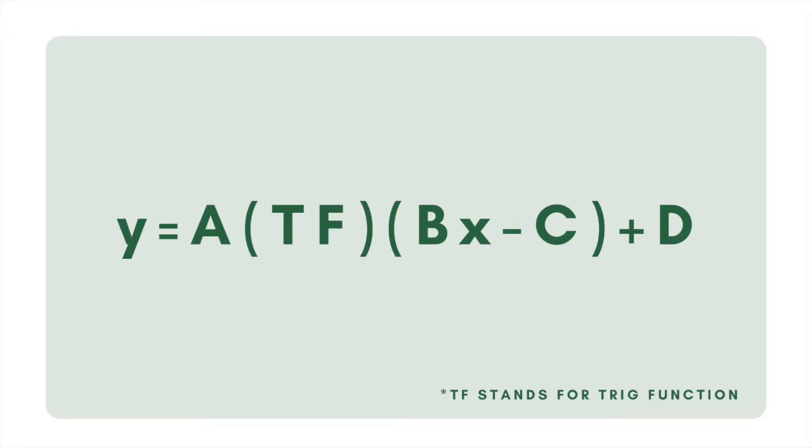Let's get started. The general form of a trigonometric equation will look like this. Y equals a trig function (bx minus c) plus d. So what does this mean?